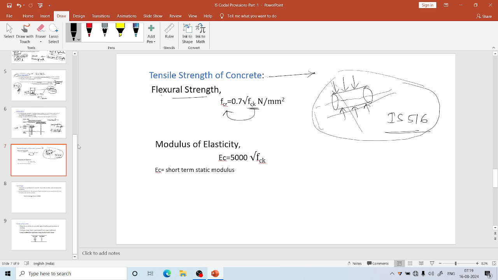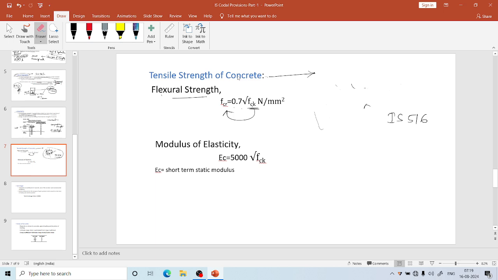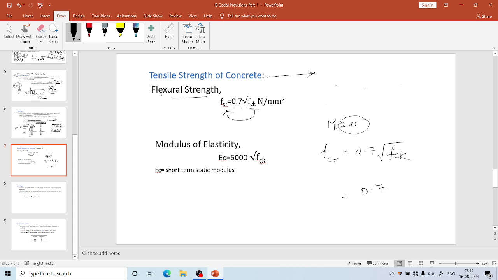What is the formula given? fcr equal to 0.7 root fck Newton per mm square. In competitive exams, this can be asked as a question. For example, if they ask to find the flexural strength of M20 grade concrete, we say fcr equal to 0.7 root fck. Here fck is 20 Newton per mm square, so we compute 0.7 root 20 to find the flexural strength.